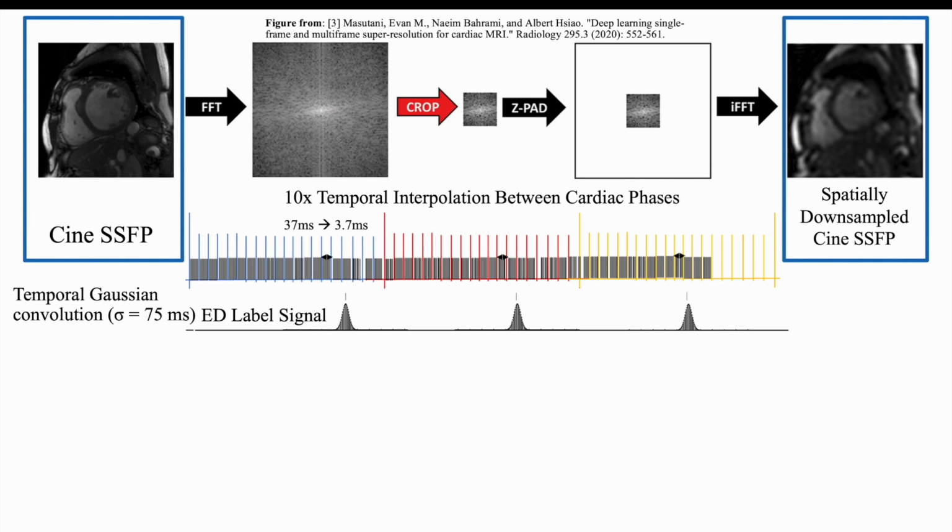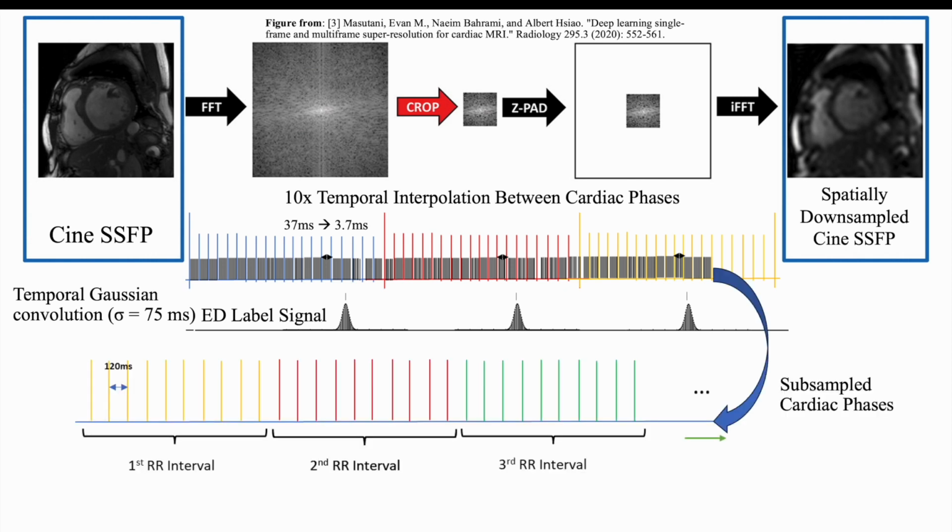From there, we subsampled cardiac phases out of the new pool of data available with varying time steps. Here 120 milliseconds is shown, as well as subsampled corresponding phase labels from the temporal Gaussian convolved phase label estimates. The same process was repeated for end systole labels and end systole frames as well.